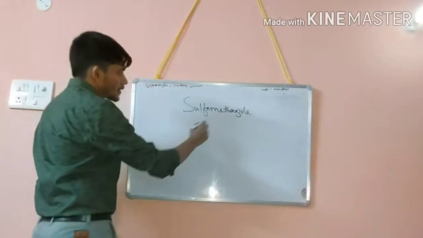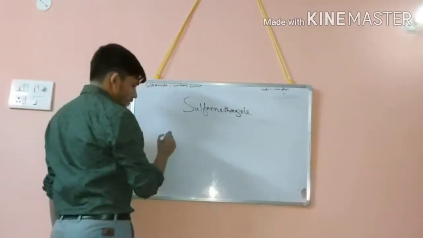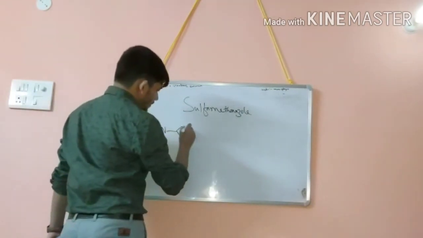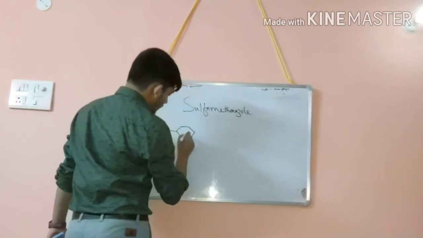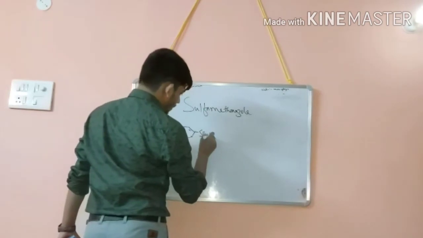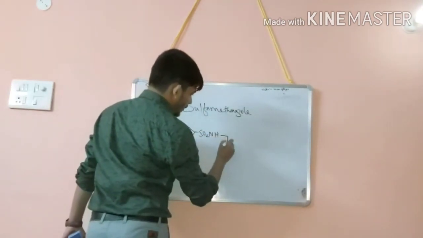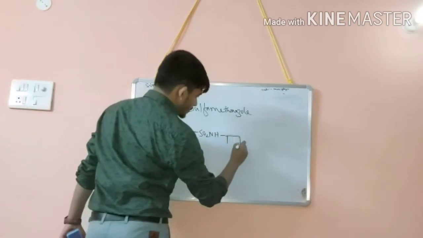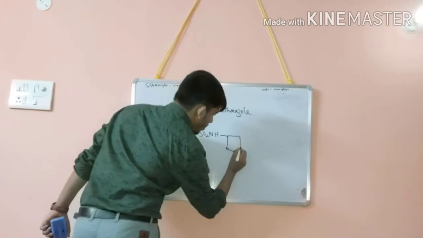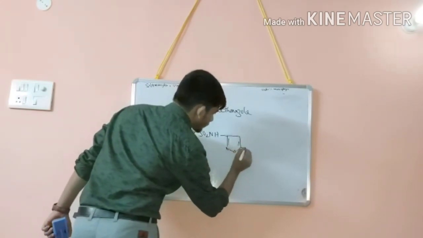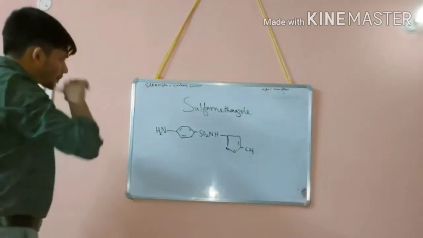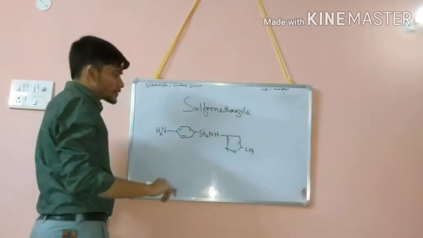So next compound we will study is sulfamethoxazole. Let's first start to draw the structure. This is the basic structure of sulfanilamide, SO2NH, then isoxazole ring. So this is the structure of sulfamethoxazole. I am drawing two more structures here. Just see it very carefully.